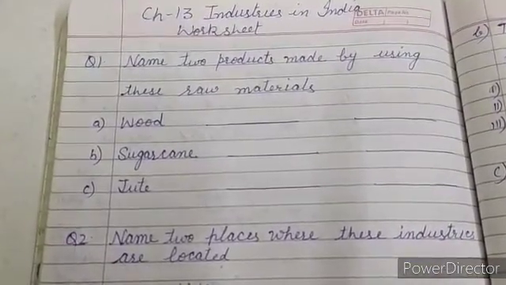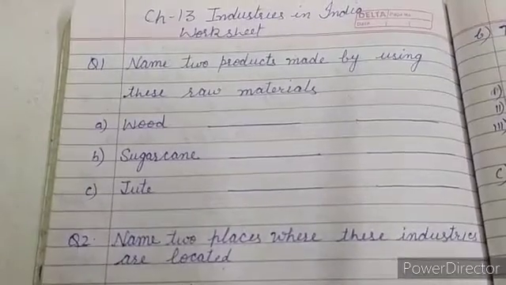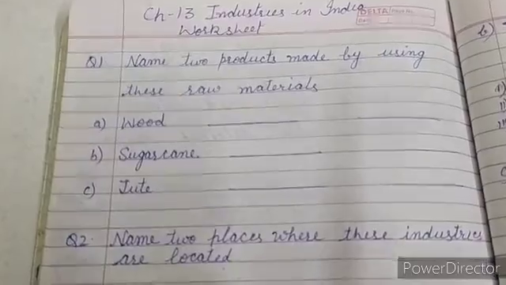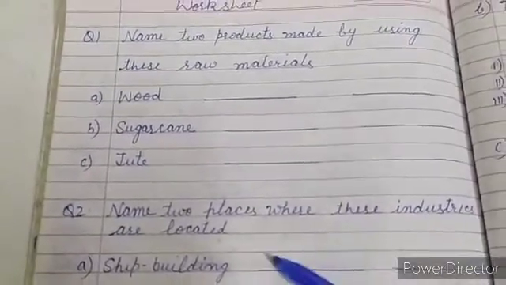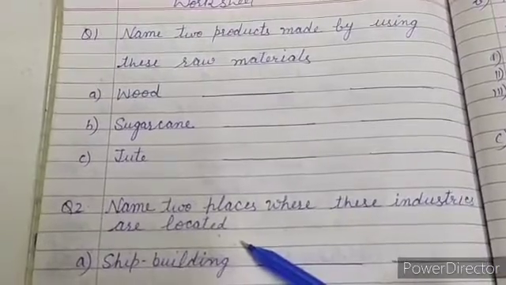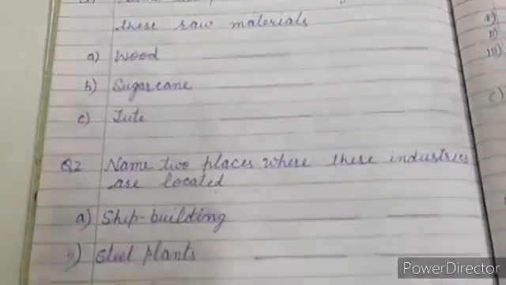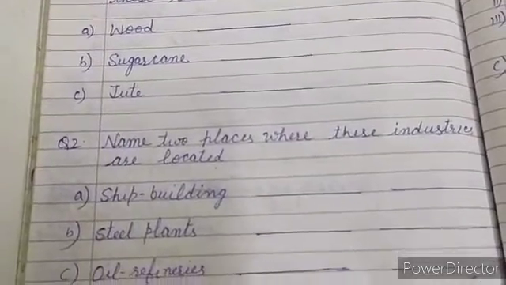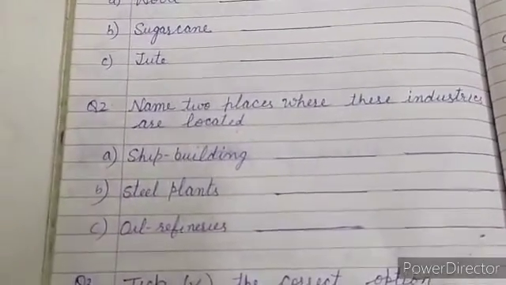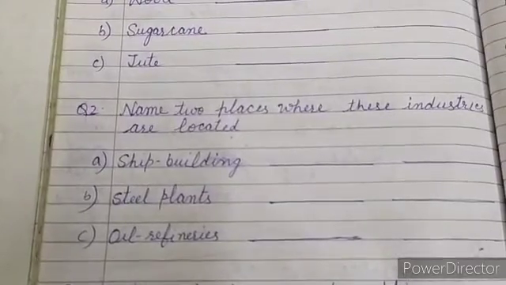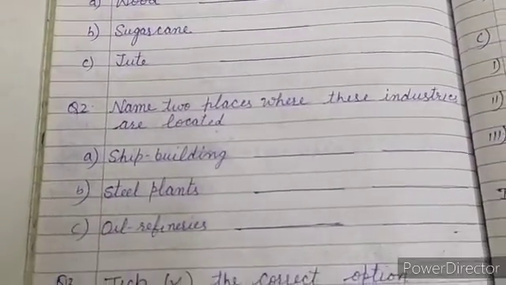These are the raw materials: wood, sugarcane, jute. So you have to write two products for each. Okay. Next is name two places where these industries are located. Okay. So you have to write about shipbuilding, steel plants, oil refineries. These are the large scale industries and they employ thousands of people. So you have to write two places for each.